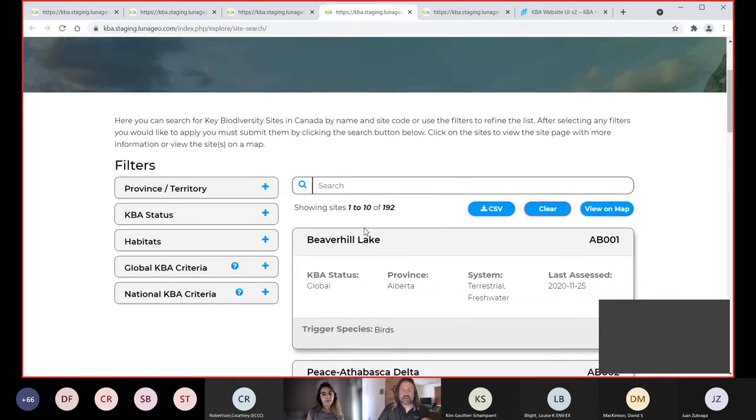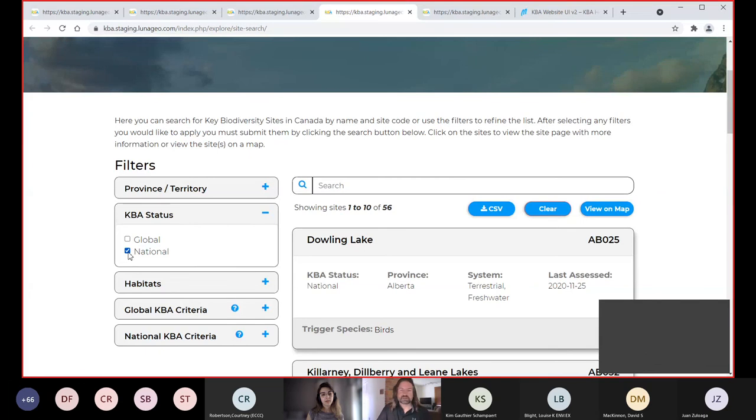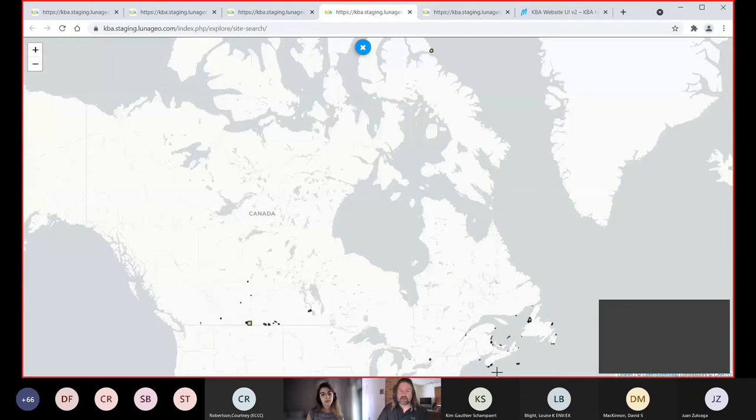And another neat feature here is, if I did something like that, I could filter out just the national sites. There are 56 of them according to this. And then I just click on this button, view on map, and it'll bring up all the national KBA sites.